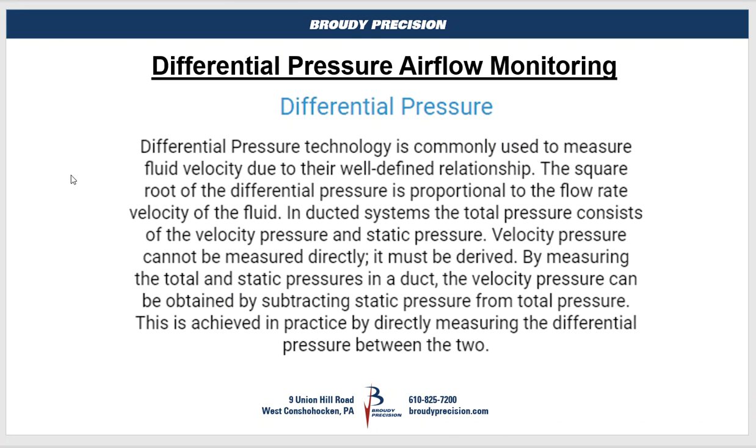Okay, to start out with, from a theory standpoint, differential pressure technology is commonly used to measure fluid velocity due to well-defined relationships. The square root of the differential pressure is proportional to the flow rate velocity of a fluid. Now, in ducted systems, the total pressure consists of the velocity pressure and the static pressure. Velocity pressure cannot be measured directly, it must be derived. By measuring the total and the static pressure in a duct, the velocity pressure can be attained by subtracting the static from the total. This is achieved in practice by directly measuring the differential pressure between the two.